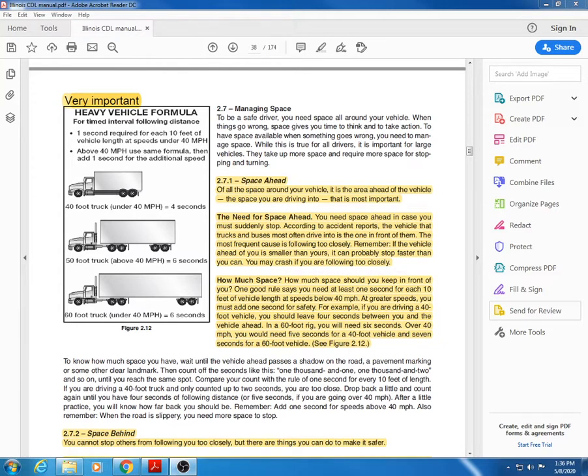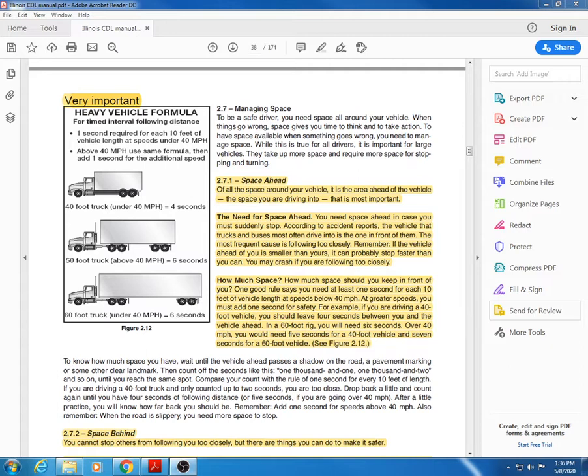Space ahead is very important. We go over why the need for space ahead and how much space you need. So you can see that over to the side there. A 40-foot truck under 40 miles per hour is 4 seconds. Easy enough. A 50-foot truck above 40 miles per hour is 6 seconds, excuse me.